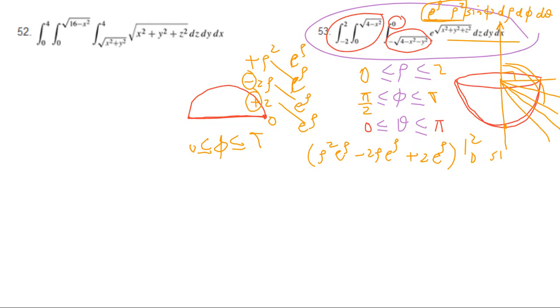Then the remaining is straightforward. Just evaluate the integration for sine, and that's it. d phi, d theta. From pi over 2 to pi, from 0 to pi. This is the final answer.